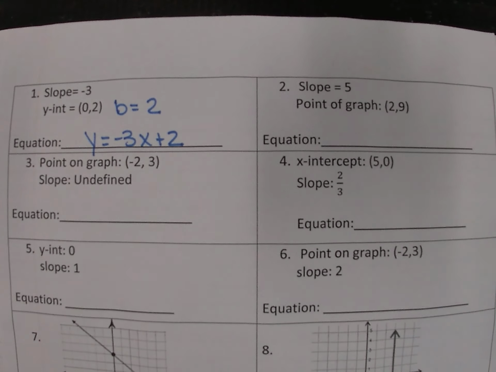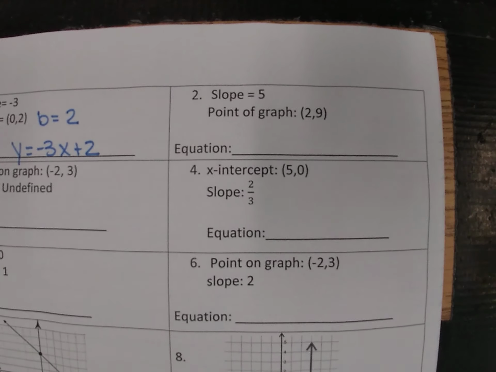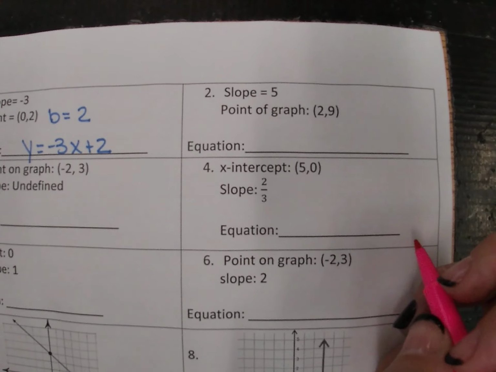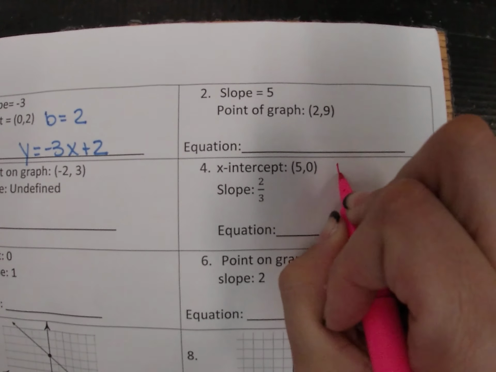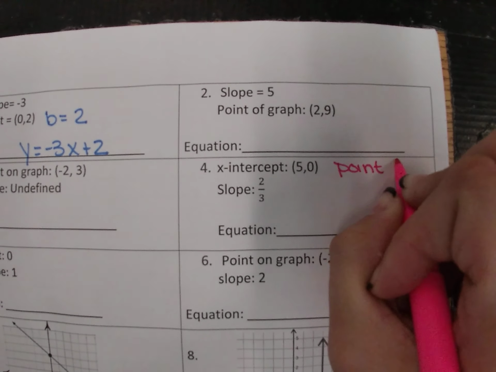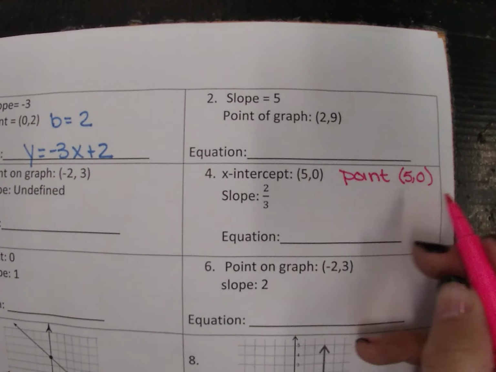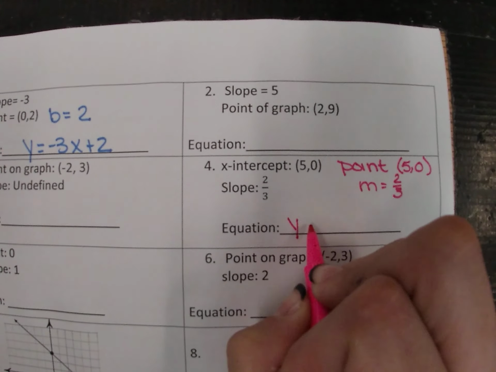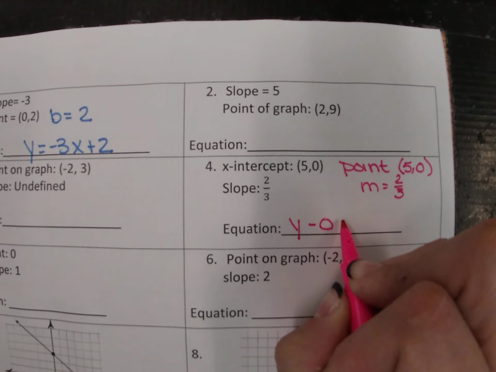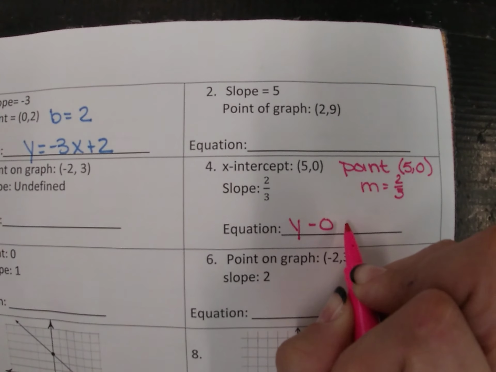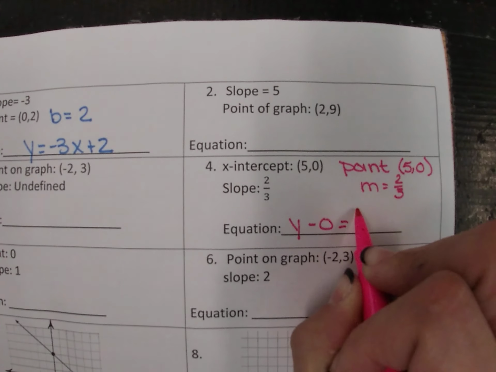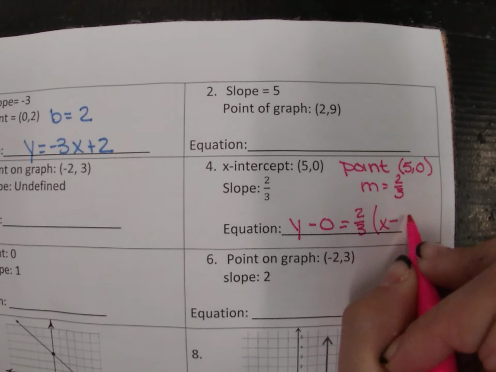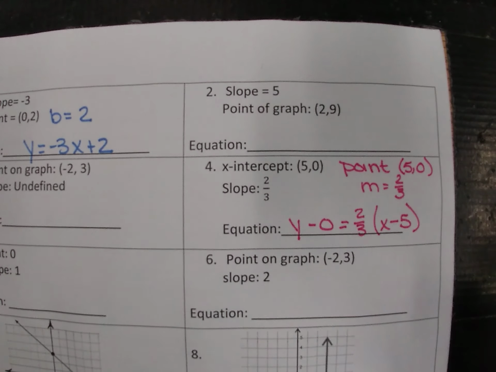Okay. Same thing for number 4. Okay, this is our x-intercept, not our y-intercept, which means the only thing that we truly know here is a point. We cannot turn that into b, which means that's just the same thing as being told another point. So we are saying y minus it's 2/3 times x minus our x coordinate, which is 5.